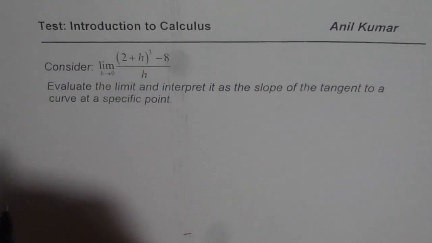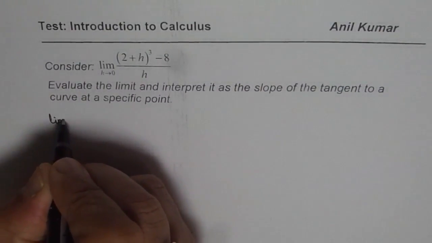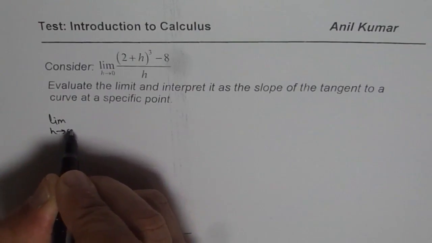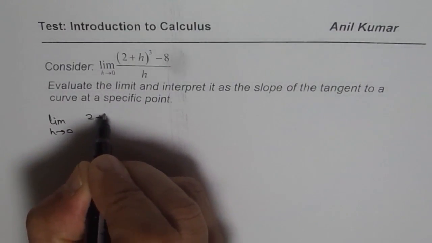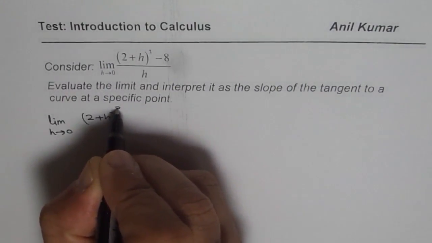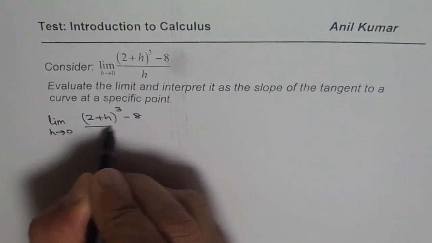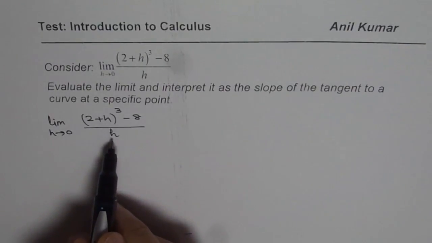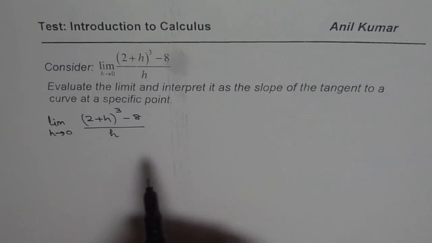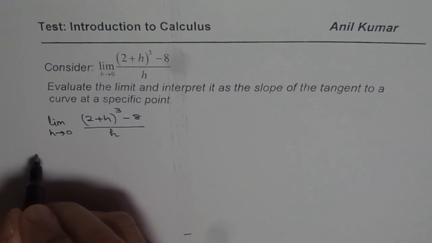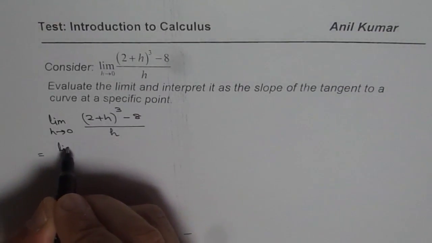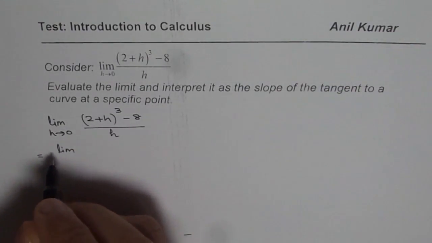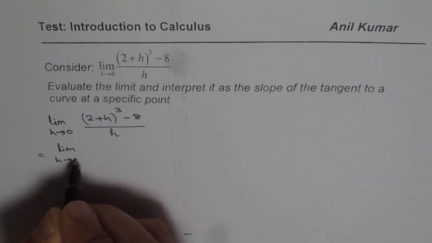Let me first evaluate the limit. We are given the limit as h approaches 0 of (2 plus h) whole cube minus 8 over h. Now if I substitute h equals 0, it will be something divided by 0, which is not known, right? So which is undefined. So in this case, we will expand the numerator and then simplify it.